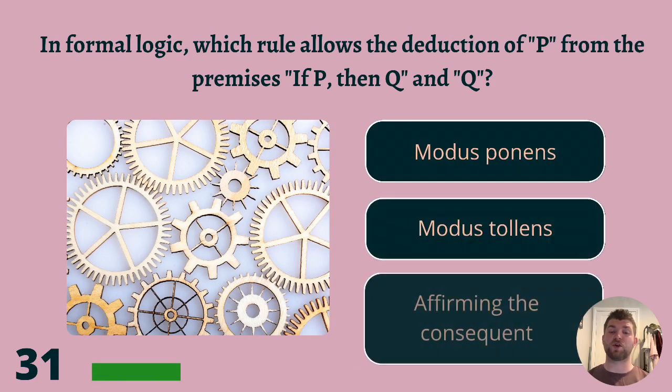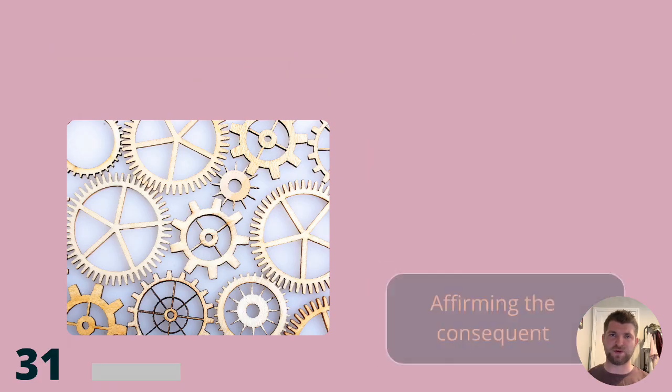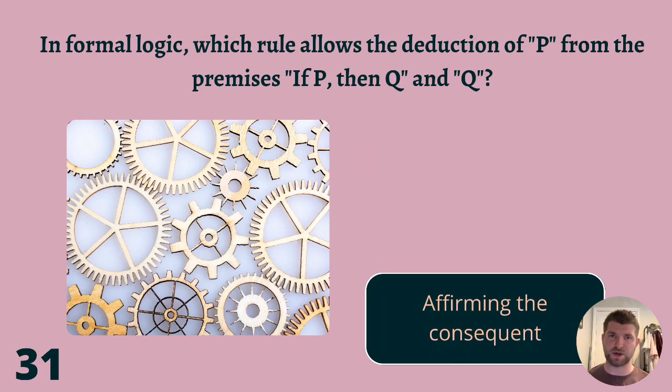In formal logic, which rule allows the deduction of P from the premises if P then Q and Q? Modus ponens, modus tollens, or affirming the consequent? A very, very big well done if you got this one right. It's affirming the consequent.